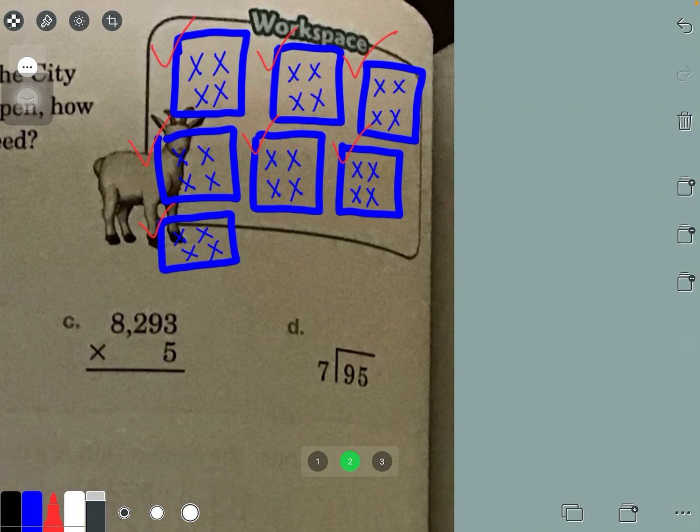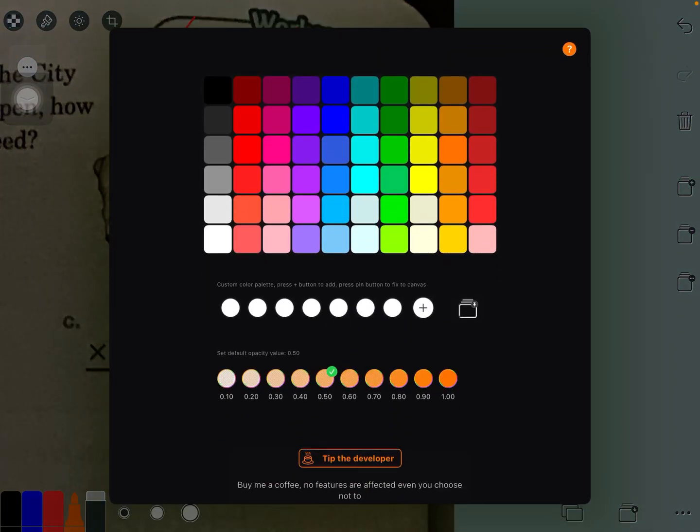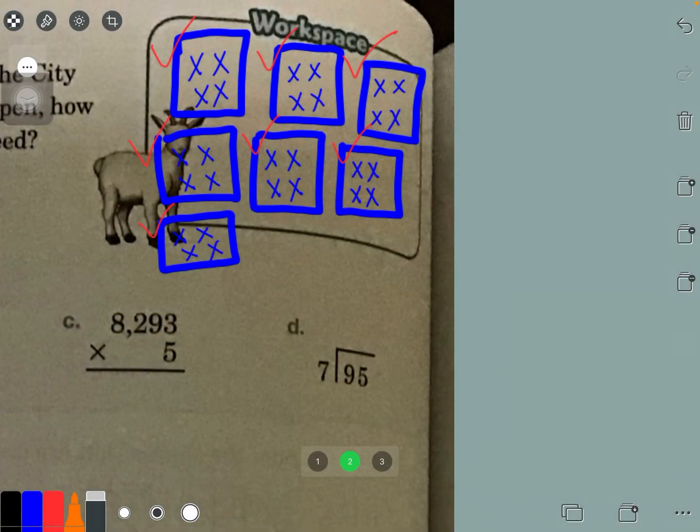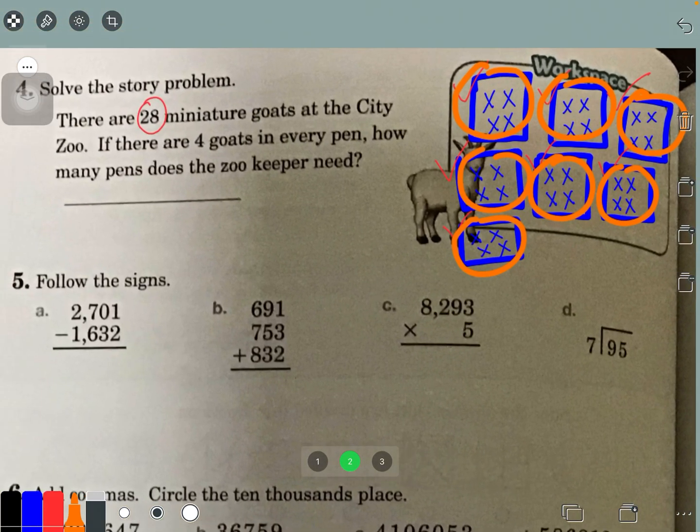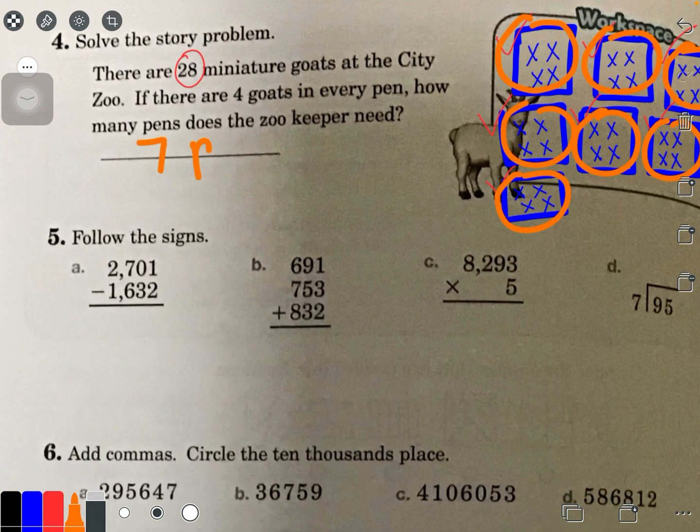So how many pens did we draw? Pens meaning, again, the homes for the goats. We have 1, 2, 3, 4, 5, 6, 7. We drew 7 pens. Okay? So they just need 7 pens to fit 28 goats. And in each pen, there will be 4 goats.